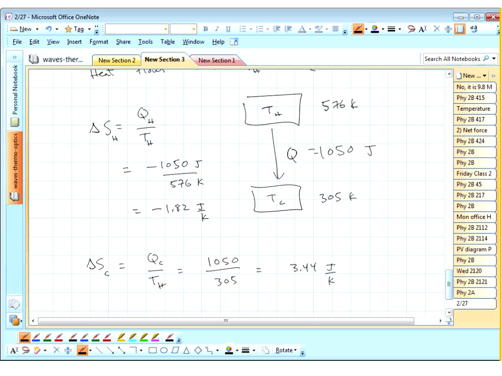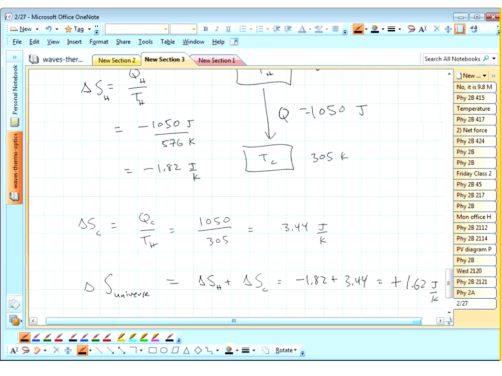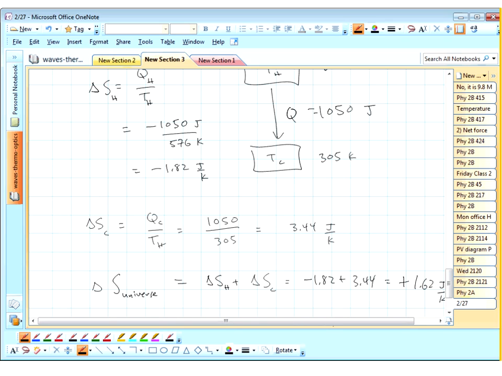So when we add these two together, we say, what happens to the universe? We got the hot place was negative 1.82, positive 3.44. We get a positive number, 1.62 joules per Kelvin. So the change in entropy of the universe was positive.